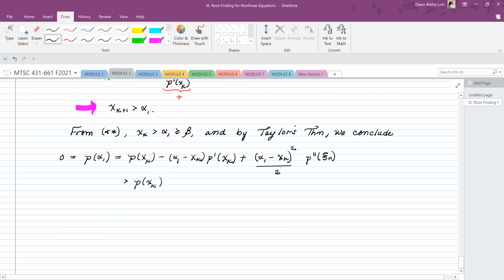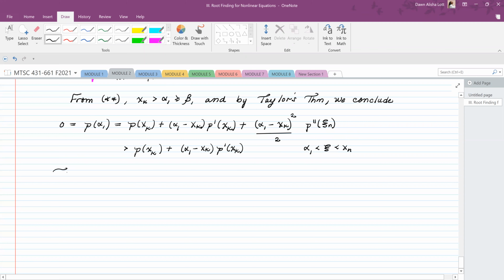This thing is positive, okay? Second derivative is positive, it's convex, I apologize. We also know that it's convex. So we have alpha 1 minus x_k squared over 2. So therefore, this is greater than this, plus alpha 1 minus x_k times P prime of x_k. All right, this c is between the two things, the iterate and the first root.